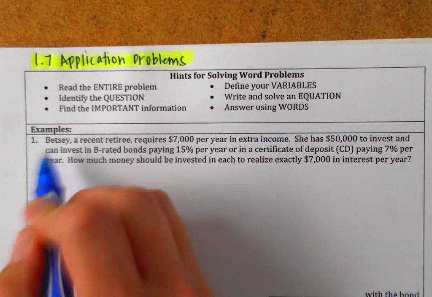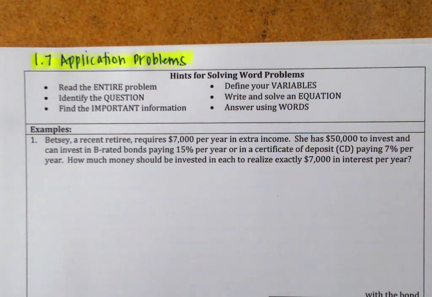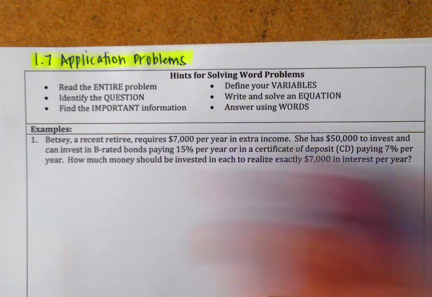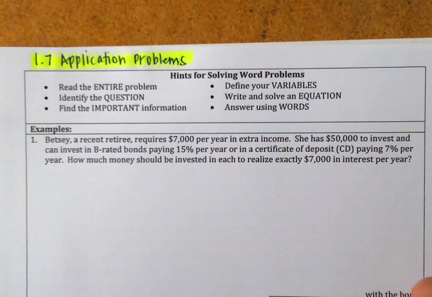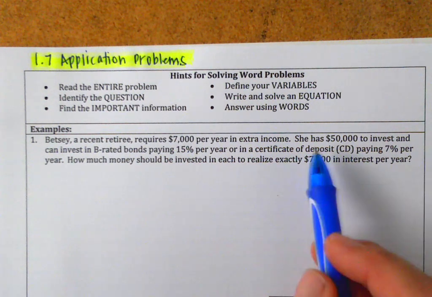So first thing, we're just going to read the entire problem and see what's going on. So Betsy, a recent retiree, requires $7,000 per year in extra income.